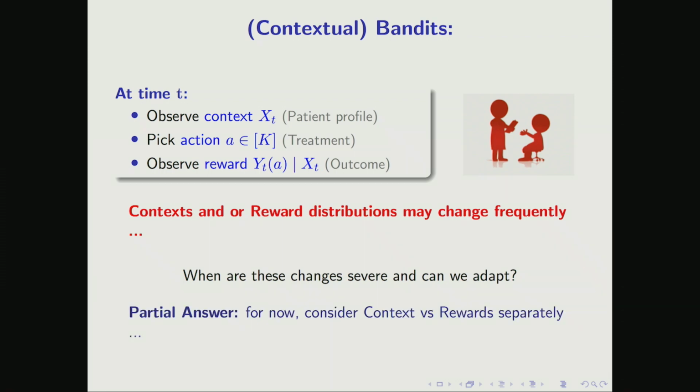We only have partial answers so far, because the way we proceeded over the last 2 years is to break up the problem and look at different types of changes separately: changes in context only, changes in rewards only, and try to understand this basic question, when are these changes severe, and then eventually try to combine all of that, right? So this will be essentially the outline of the talk.